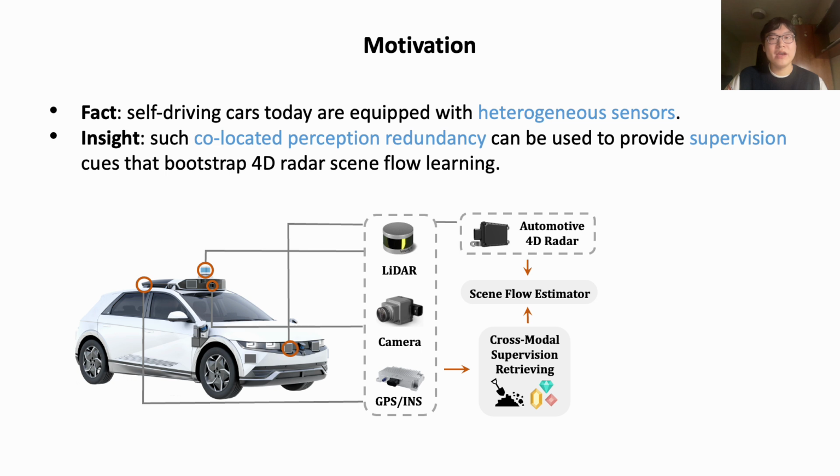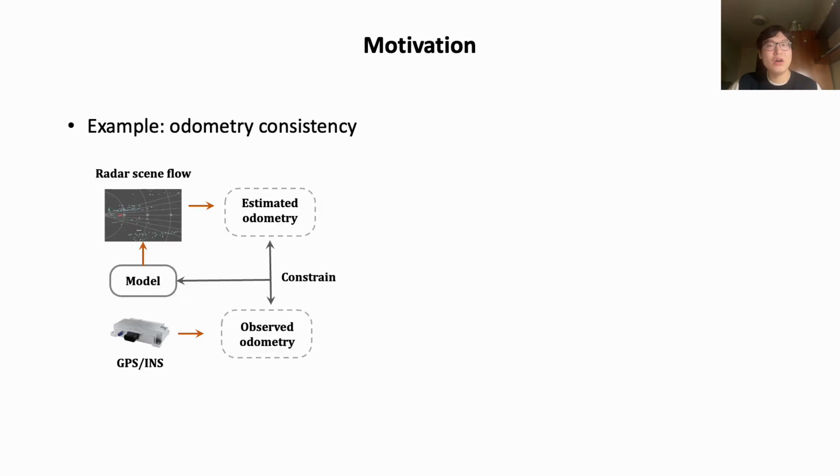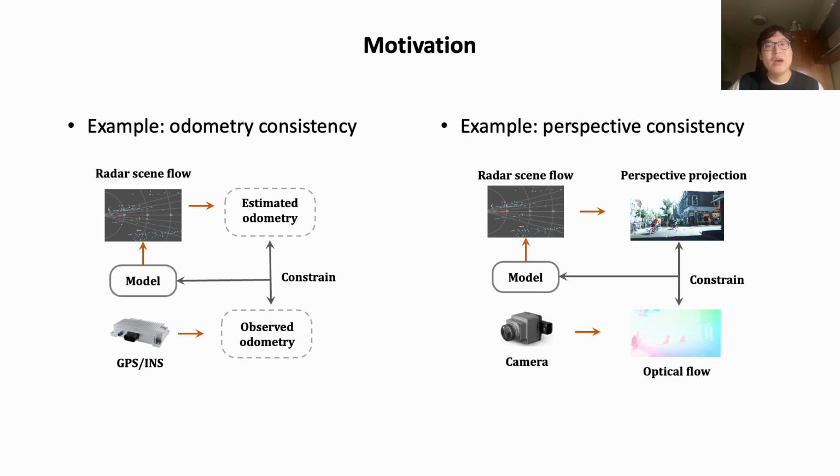To find a more effective framework for 4D radar scene flow learning, in this work we aim to exploit cross-modal supervision signals in autonomous vehicles. For example, we can estimate odometry using scene flow of static points. The consistency between the odometry estimation and the observed odometry from GPS/INS can be used to supervise our model learning. A similar consistency can also be found between the optical flow from camera and the perspective projection of scene flow.